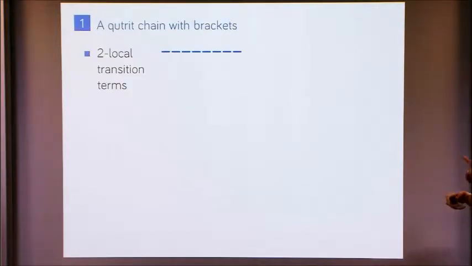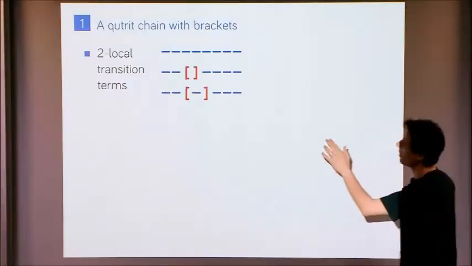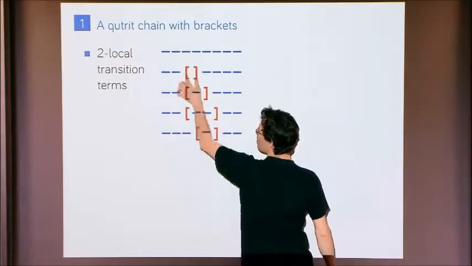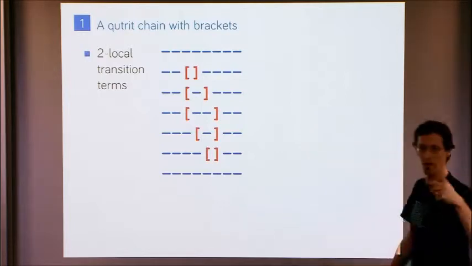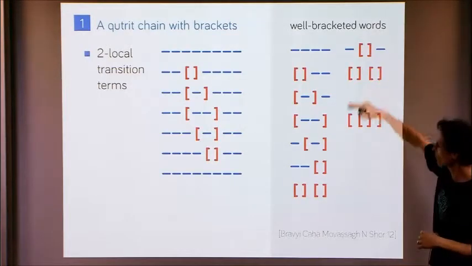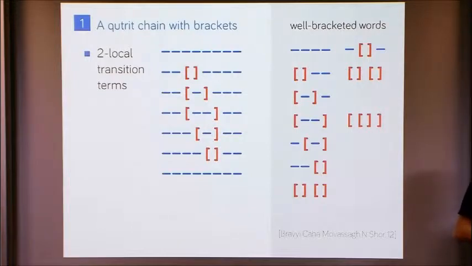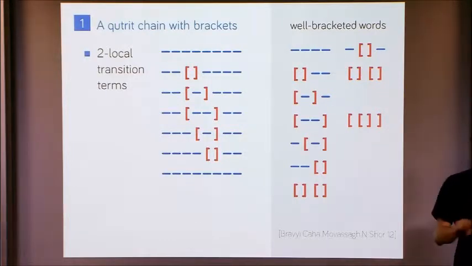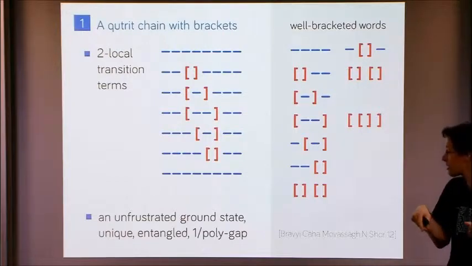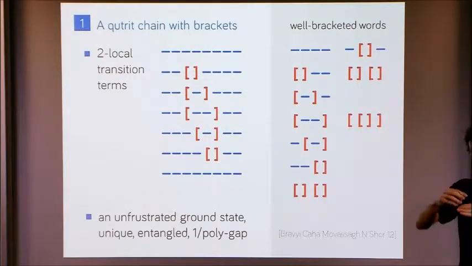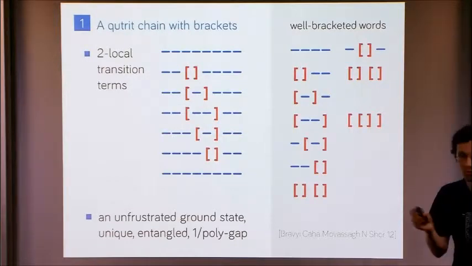So the way to do it is that I've got 2 local terms that allow for brackets to be created on a line, brackets to move around on a line or just disappear. And the ground state of this Hamiltonian is a uniform superposition over all well-bracketed words. This is how the ground state looks. So it's not a computation in a circuit, it's just a superposition over all well-bracketed words. And this is a Hamiltonian that has an unfrustrated ground state. It's unique, quite entangled, and it's protected by a 1 over polynomial gap. The surprise is that it's unfrustrated.